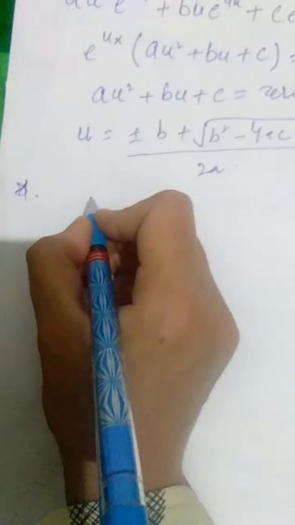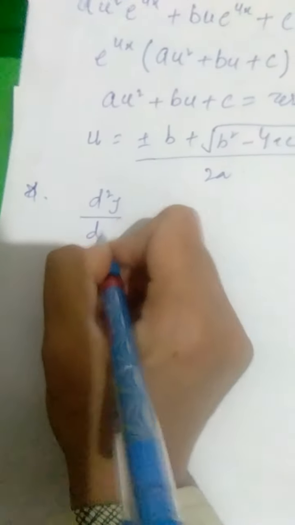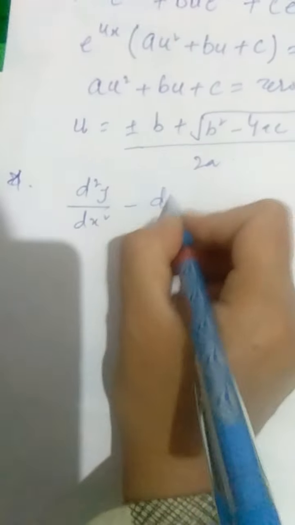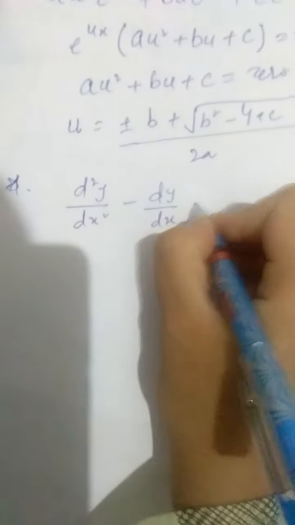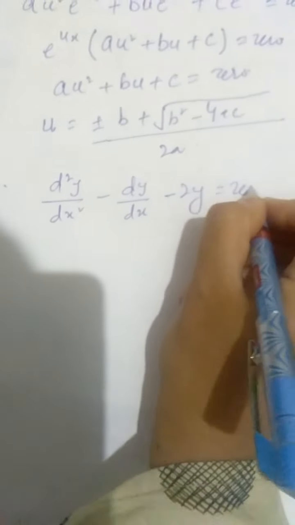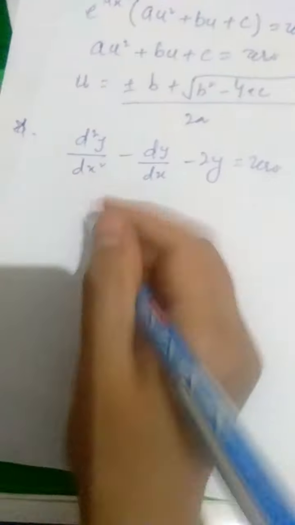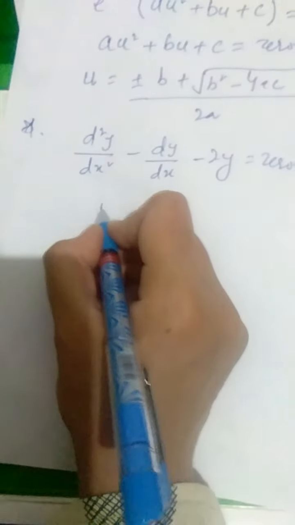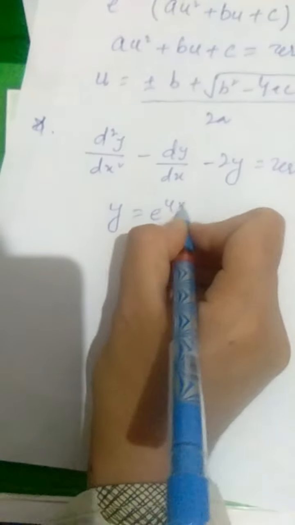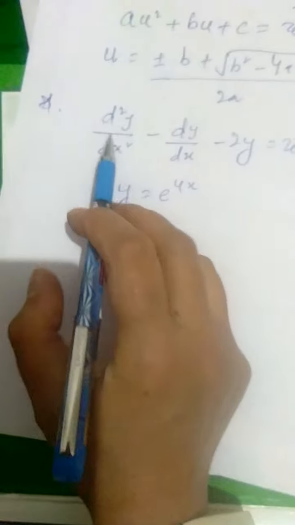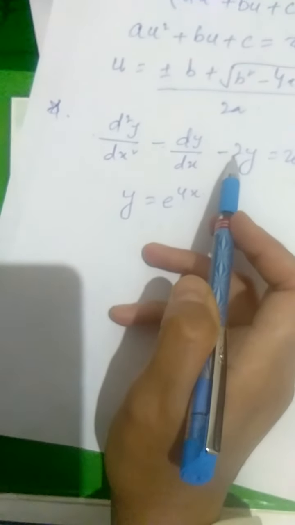So let's take up an example of a second order differential equation, and that is d squared y by dx squared minus dy by dx minus 2y is equal to 0. So we know what the procedure is. We have to substitute y is equal to e to the power ux. Now what is the value of the coefficients over here? a is 1, b is minus 1, and c is minus 2.